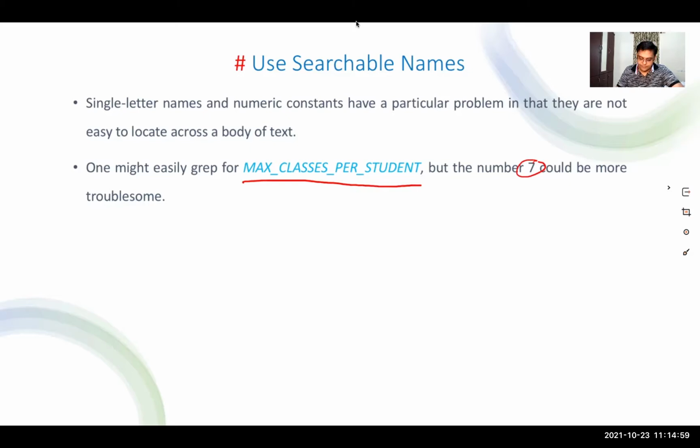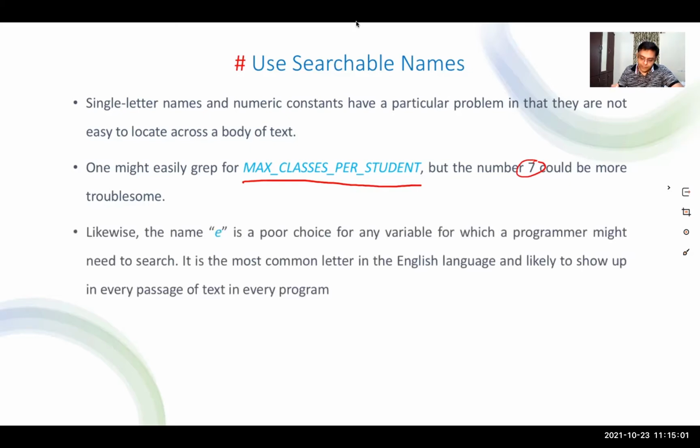All right, clear? Likewise, I gave a variable the name E. Then how will we search that even in a single file? I want to replace that E. It's very difficult actually, because E is very common in the English language, and you will find it in a lot of places, and it is very hard for you to change, or even just search for it.